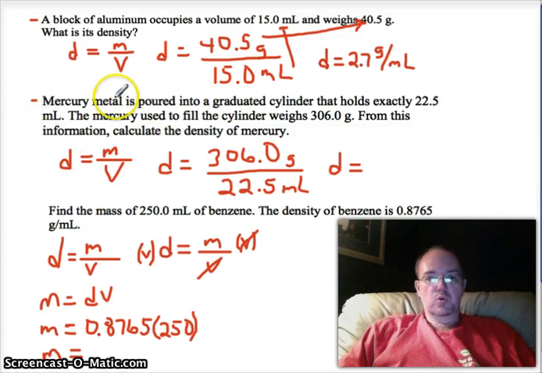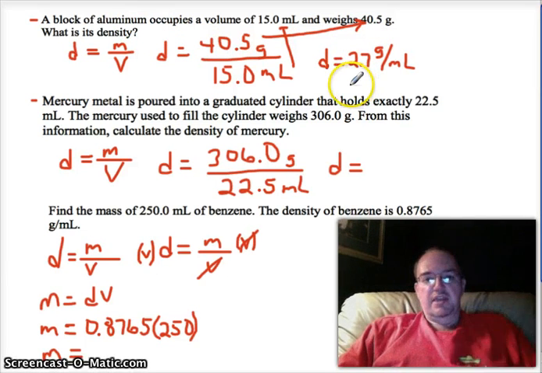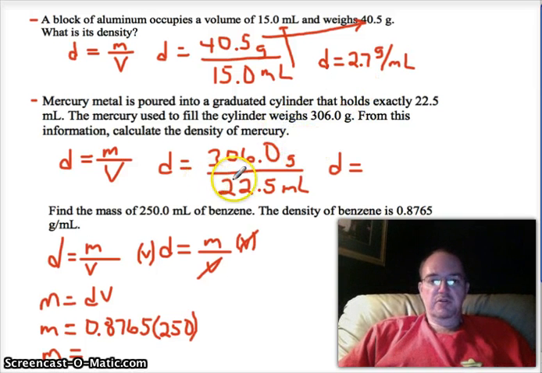Mercury metal is poured into a graduated cylinder that holds exactly 22.5 milliliters. So we know what's going to go on the bottom. The mercury used to fill the cylinder weighs 306 grams. From this information, calculate the density of mercury. I wonder if mercury will be heavier than this 2.7 grams per milliliter of aluminum. You know, remember, water was 1.0, so we're finding things which are inevitably heavier than water. I just bet mercury will be heavier than water too.